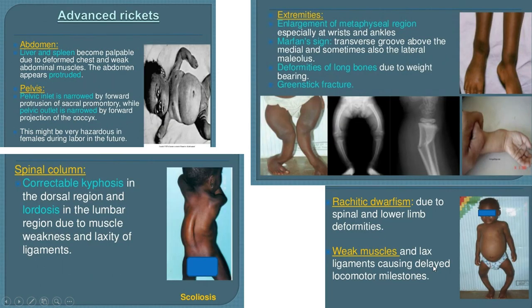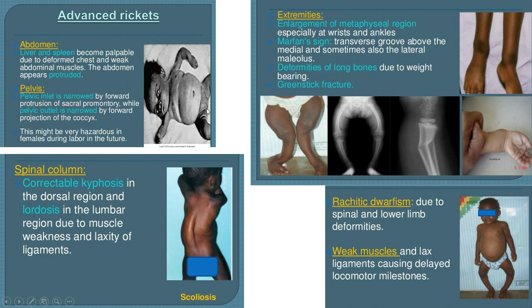Okay. Now in the advanced stage, the liver and spleen become palpable because of weakening of the rectus muscle. So it also presents a pot belly appearance or prune belly like syndrome. But prune belly is a defined congenital anomaly, which is absence of the rectus muscle. But here there will be protrusion of the abdomen, and also due to pelvic inlet narrowing, that will be exaggerated.